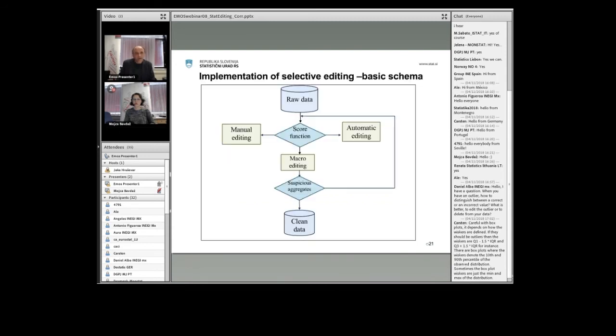This is, let's say, one example of the implementation of selective editing. If you have raw data with errors at the beginning, first you make data validation, and then you apply a score function that makes this division. Some units go to manual editing, and some units go to automatic editing. This means that just part of the units will be verified manually and corrected if needed, but part of the units will be corrected with automatic procedures. And then it's followed by macro editing. If needed, we go back and go through this procedure again.